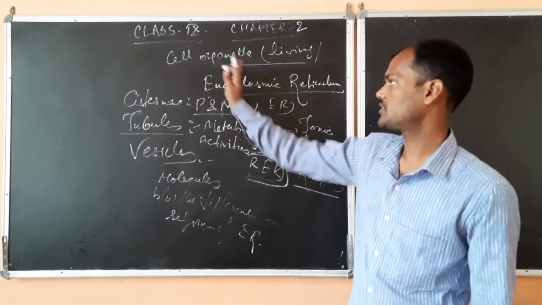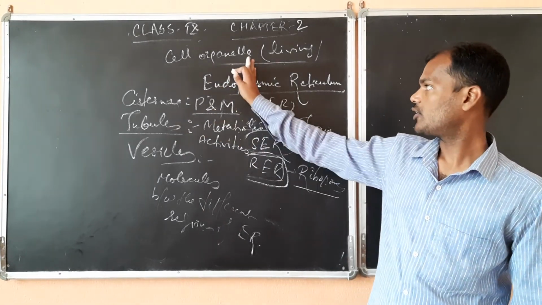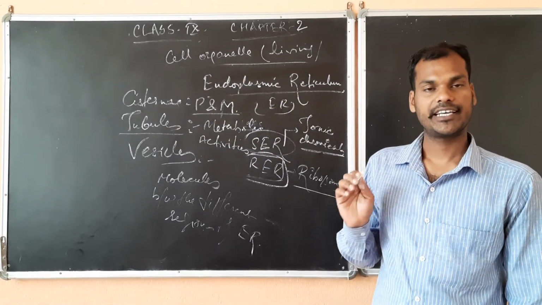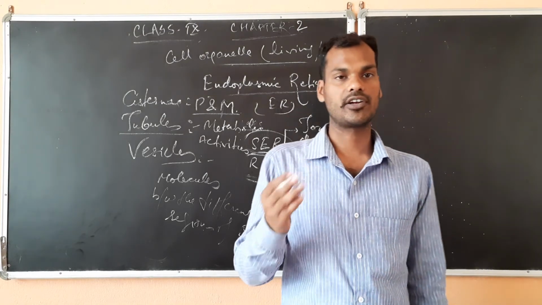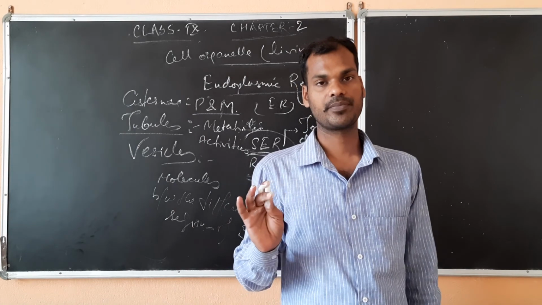So we have discussed three to four cell organelles here. In the next video I will be discussing some more cell organelles like mitochondria, nucleus, and plastids.